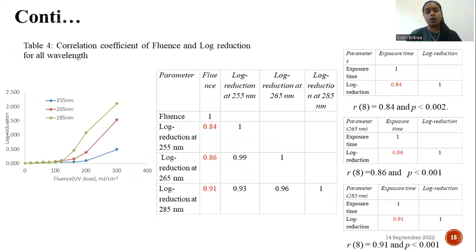We tried to see the correlation between the fluence and log reduction. So as expected, the correlation has a strongly positive correlation. That means when the fluence was increasing, the log reduction was also increasing.